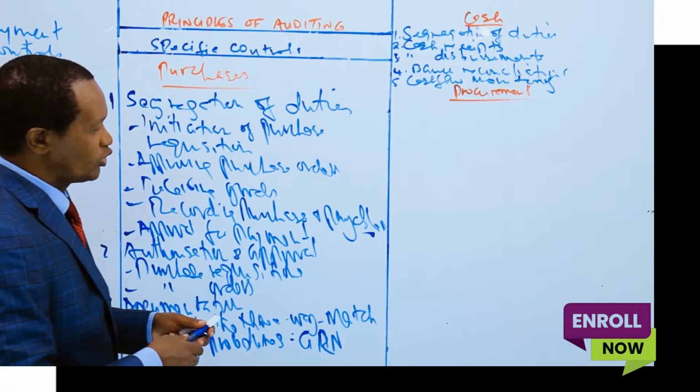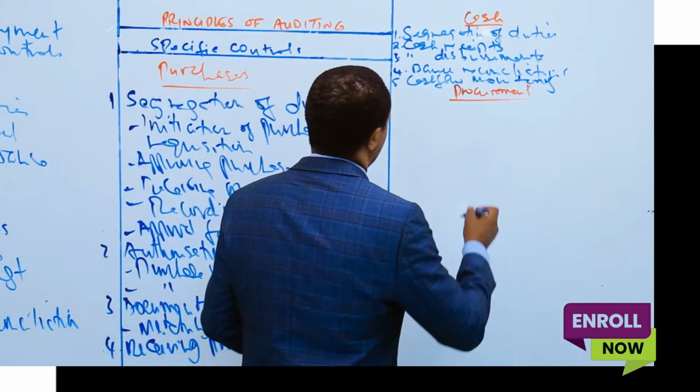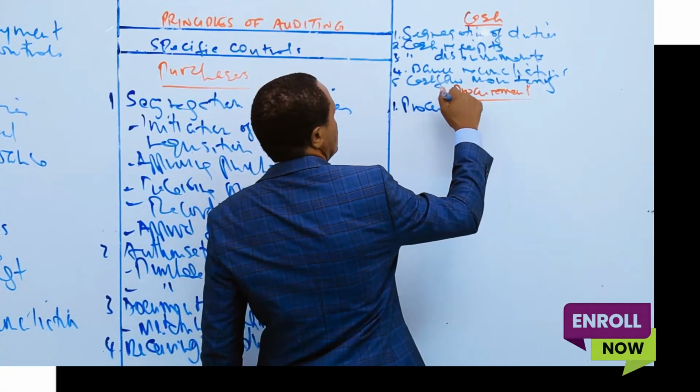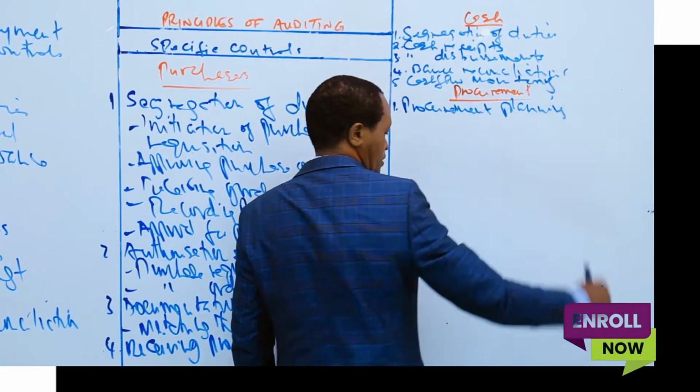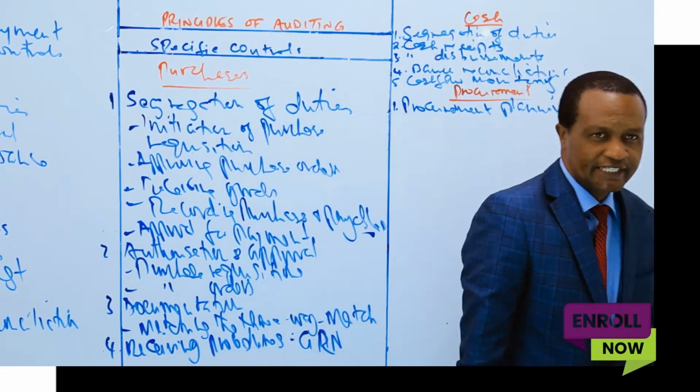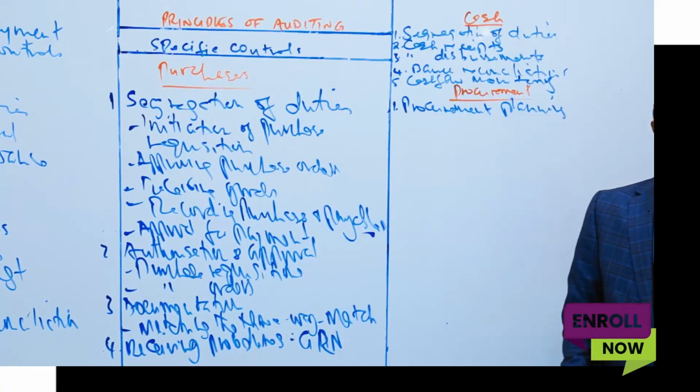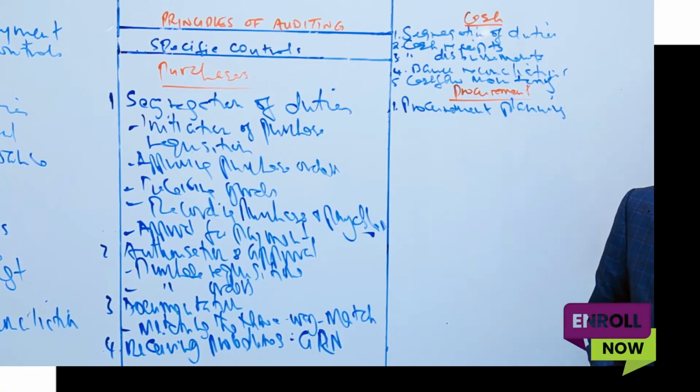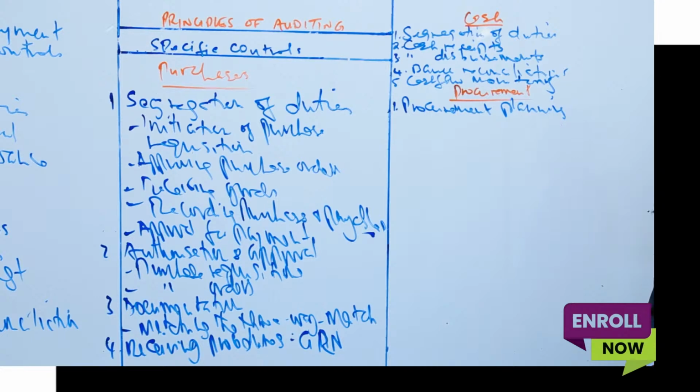One is procurement planning. That means developing clear procurement plans linked to organizational needs and budgets. That means defining procurement methods like tendering, direct sourcing, and so on. That is a control.